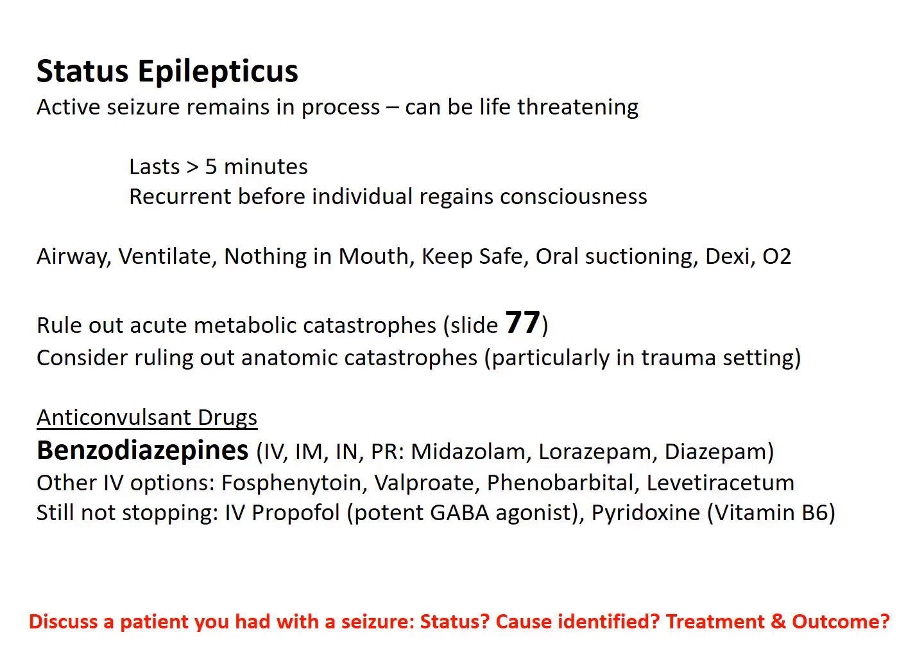Midazolam, Versed, lorazepam, Ativan, diazepam, Valium, probably the 3 most commonly used benzos. They can be given IM, IN, IV, PR, a lot of different ways to get a benzo into an individual. Those are pretty rapidly acting drugs. They cross the blood-brain barrier fairly quickly, and their effect is on chloride ion channels.